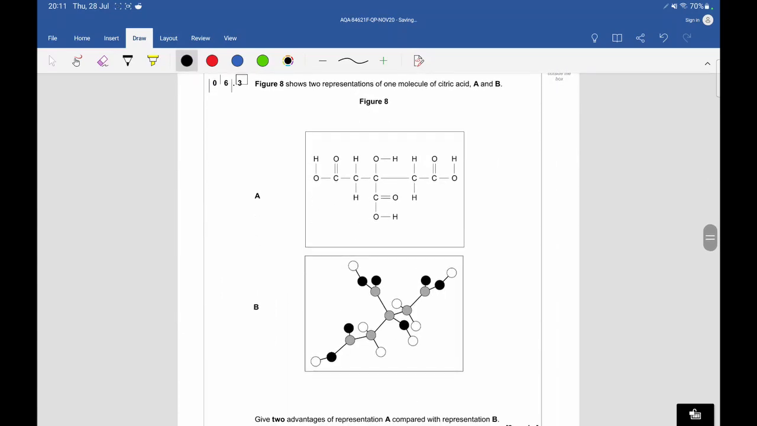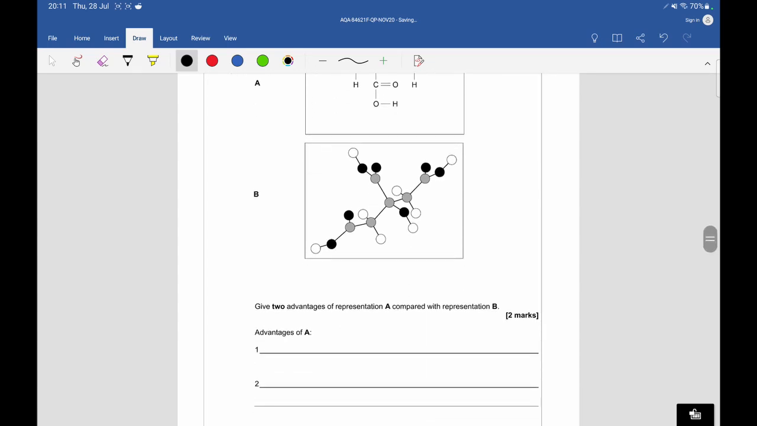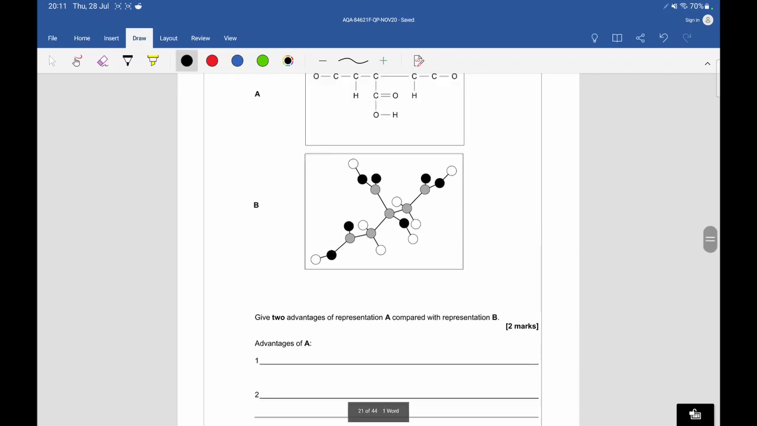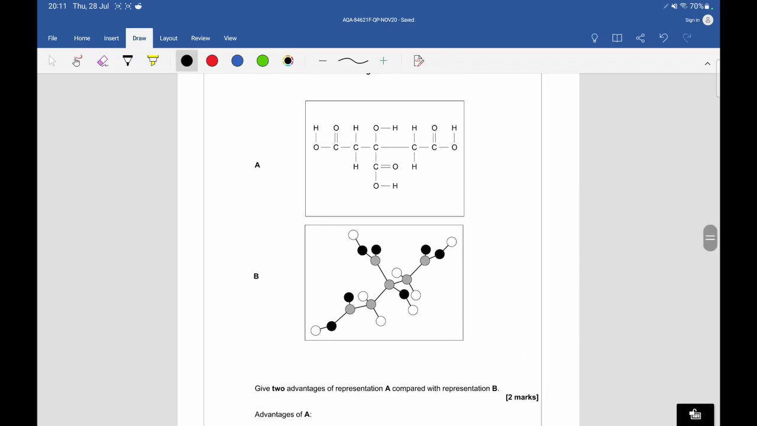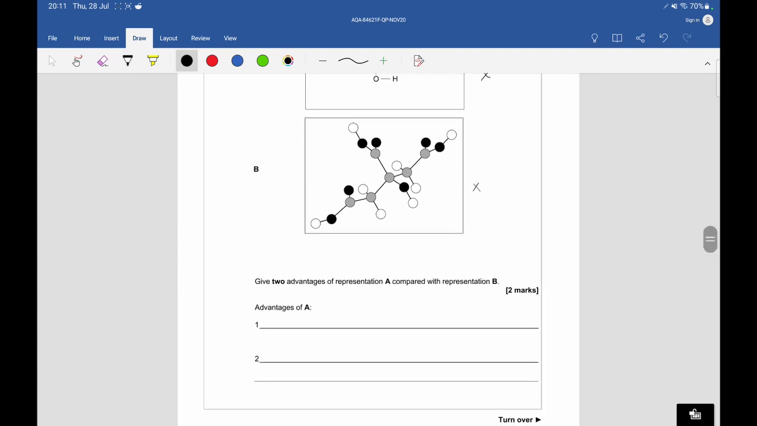Question 6.3 says, Figure 8 shows two representations of one molecule of citric acid, A and B. Give two advantages of representation A compared with representation B is what I've been asked to do here. So I'm going to look at those molecules very quickly and think about what's better about one than the other. What advantages of A, what's better about this compared to this? Well, first of all, in A, I can see single and double bonds.